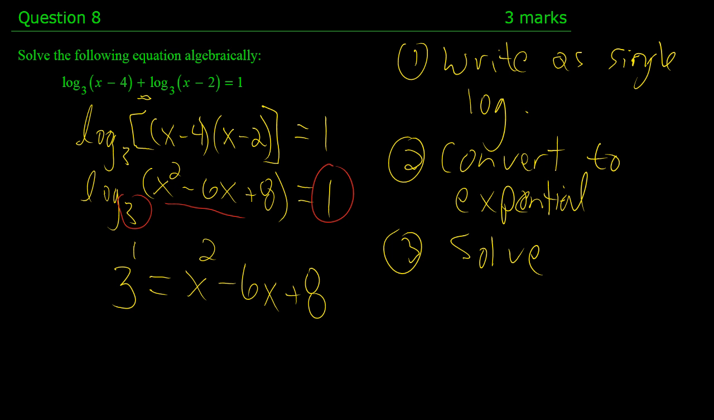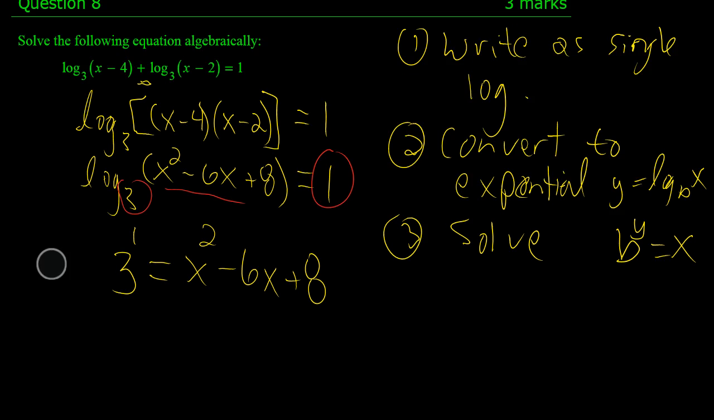And this is one of the formulas that unfortunately is not on your formula sheet. How do you convert to an exponential? If you have an equation like y equals log base b of x, when you convert it to an exponential, your base is b. b to the y will equal x. So these are equivalent statements. So 3 to the 1 equals the inside part.